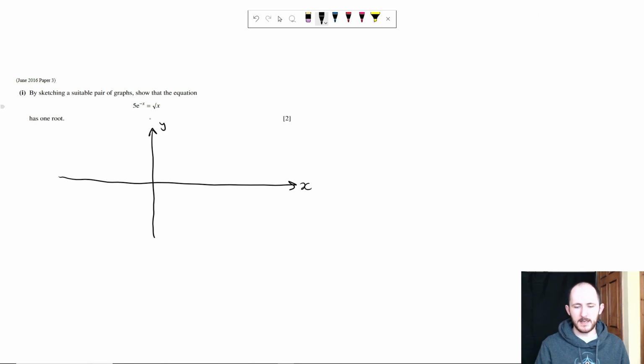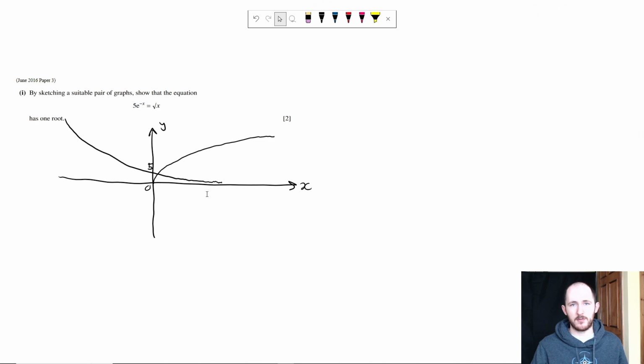So 5e to the minus x is an exponential decay. So it starts from plus infinity and it goes along this, and it will go on forever, and this would obviously be 1. And the square root x graph actually starts down here, and actually this would be 5 because it's times by 5. This would be something that looks like that. Okay, and that starts at 0 because the square root of 0 would be 0. Perfect. So if you notice, there's only one time that they'll ever cross, and they'll never ever cross again.